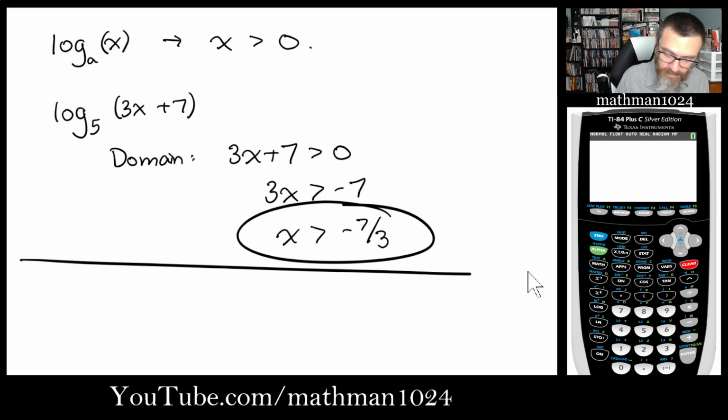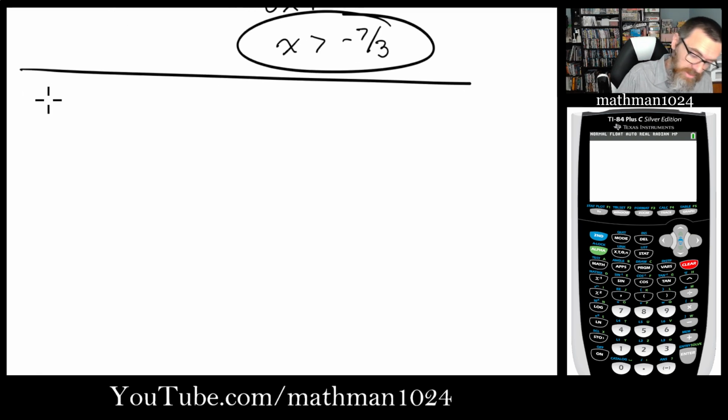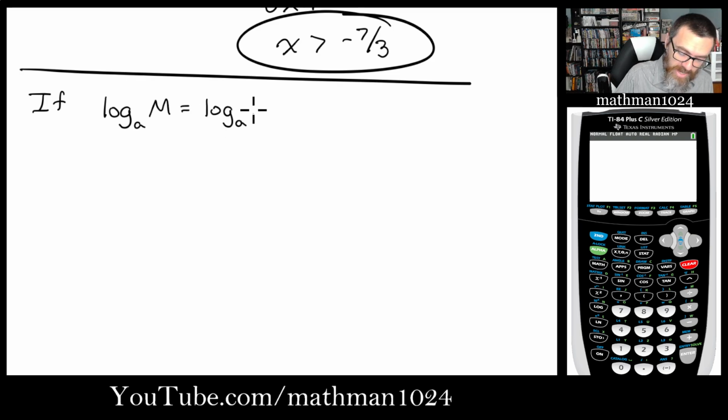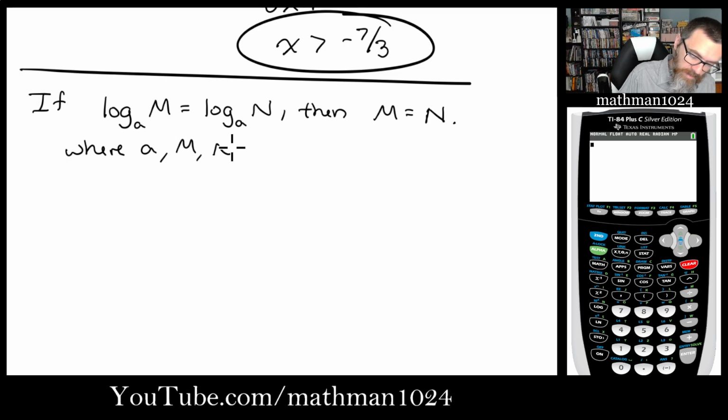All right. Now coming up, we have this. If you have log base a of m equal to log base a of n, then the expressions inside would have to be the same. Now, this is, of course, provided that a, m, and n are all greater than 0, and a does not equal 1.